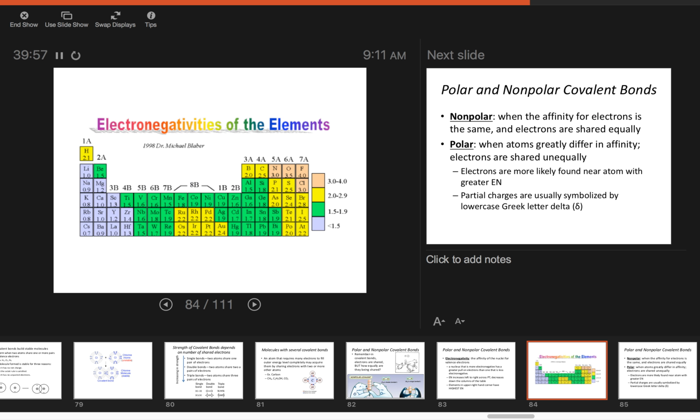They pull it more. So over here are my elements that have greater electronegativity values. So you can see that it increases as you go across and tends to decrease as you go down. So the smallest one would be like in the bottom. Yep. It's easy.